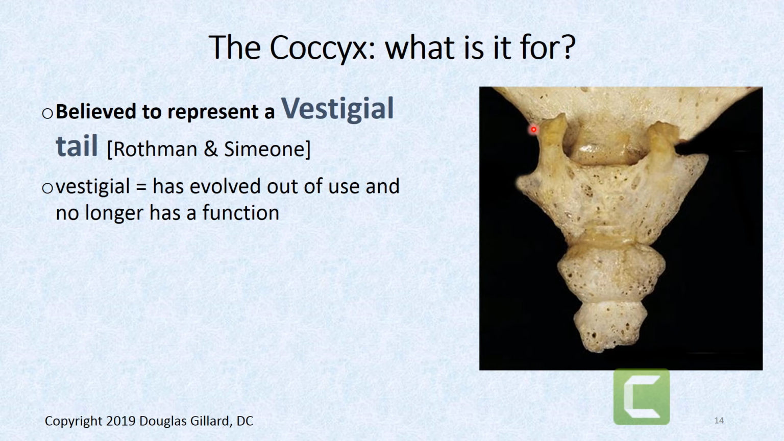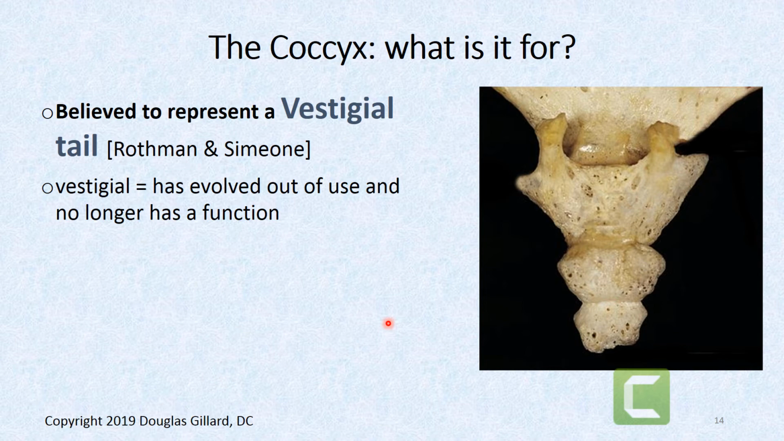Okay, what is the coccyx? What does it do? Well, according to Rothman-Simeone in their research, for all practical purposes, it's a tail. But it's a vestigial tail. What's vestigial mean? That means through the process of evolution, it's been eliminated. And all that's left is these 3 or sometimes 4 segments. It can be anomalous, by the way. It can have 5 segments or 3 segments. Here's a 3-segment coccyx. But vestigial means it's kind of evolved itself out of existence.